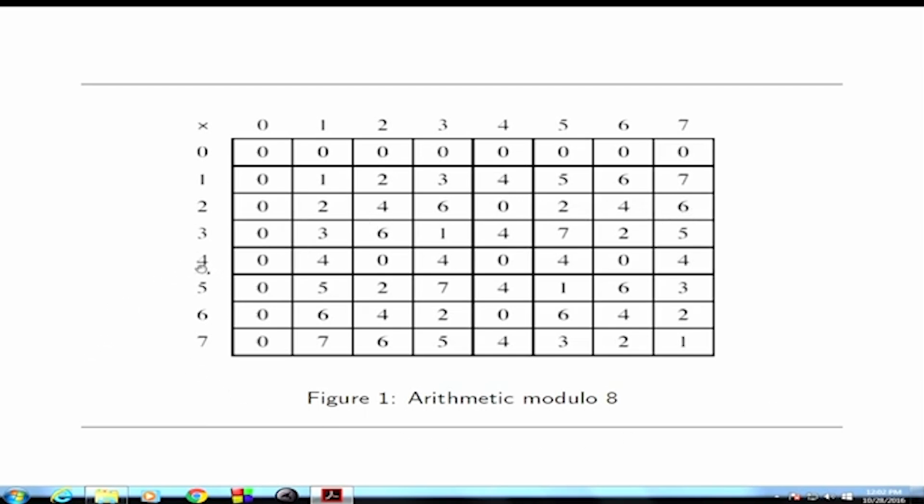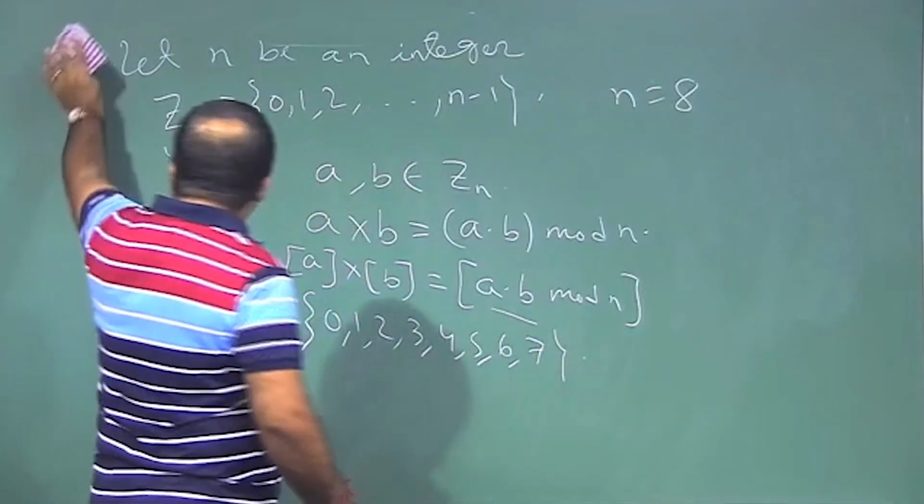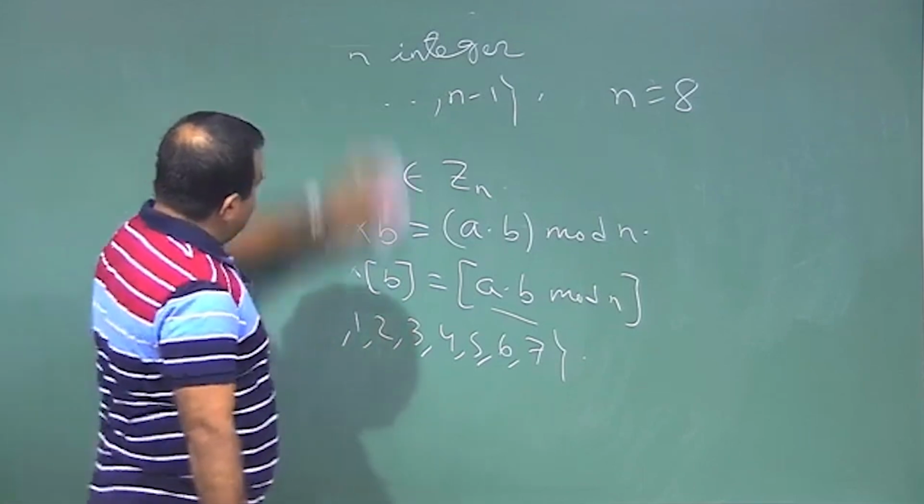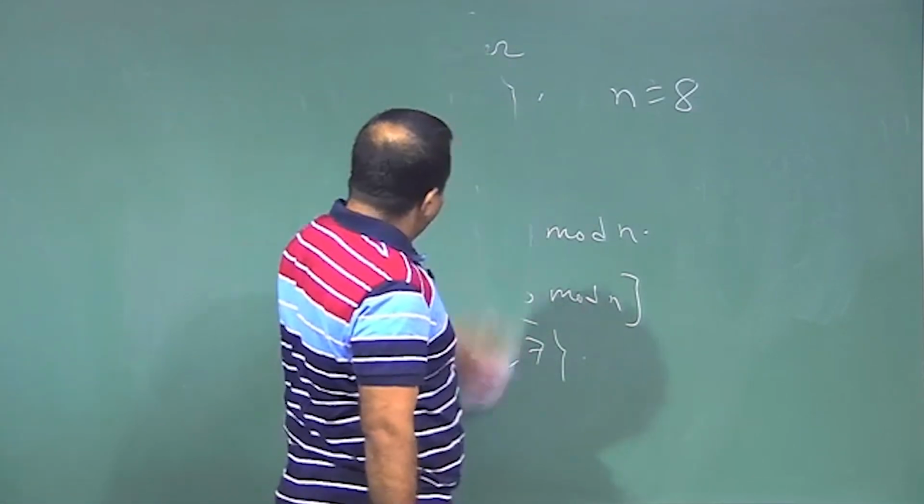So, suppose A is 4 and B is say 5. So, A into B is basically 20 mod 8. So, 20 mod 8 is basically 4. So, that is why it is 4. So, this is the table where we are performing this multiplication operation on Z8. Okay. So, now we see whether under this operation we can have a group.